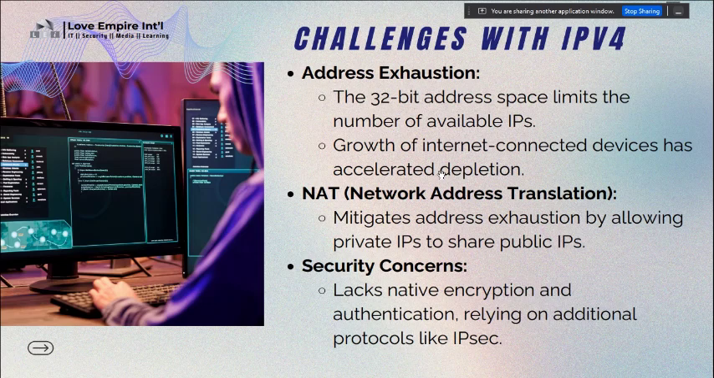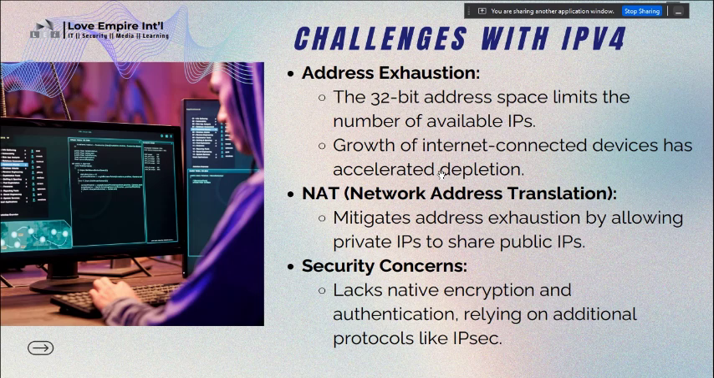Okay, so what are some of the challenges with IP version 4? IP version 4 has some challenges. One is address exhaustion. That means all the available IP addresses under IP version 4 are getting used already. Okay, so that was a big challenge. That is why they had to introduce IP version 6.